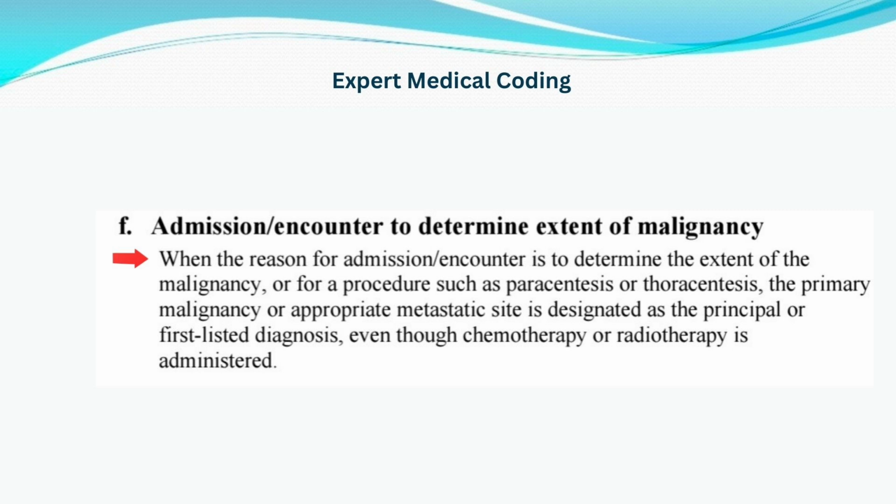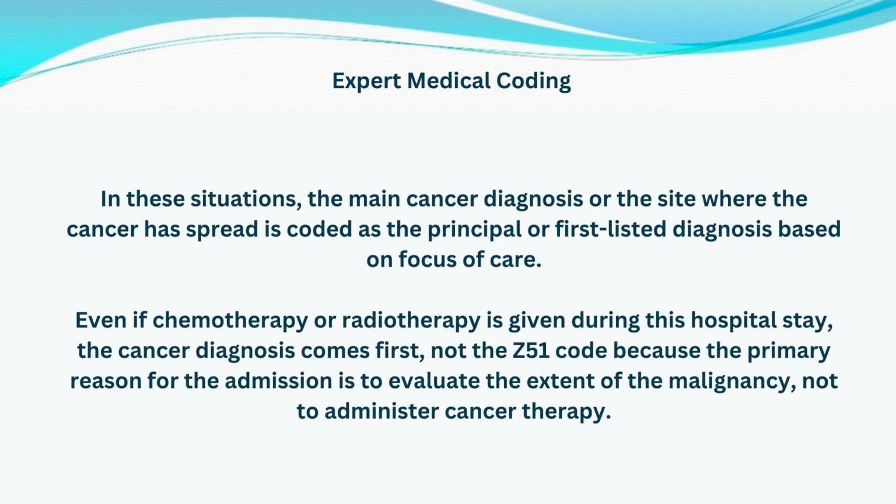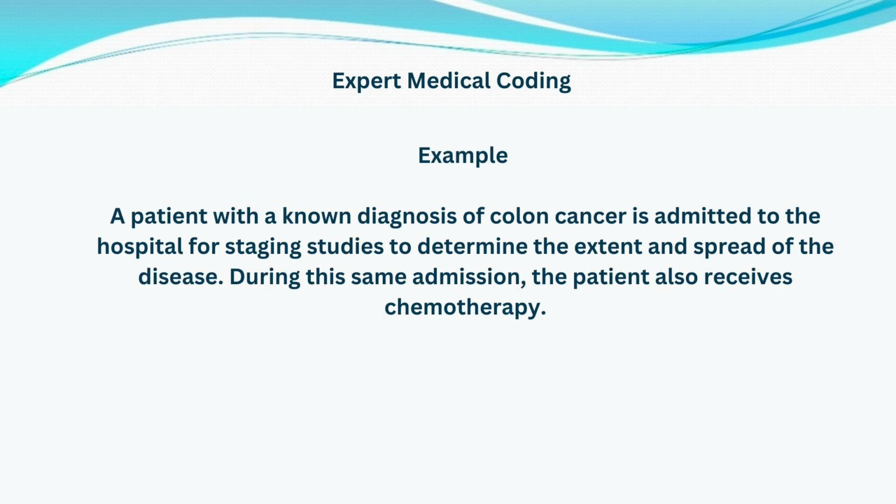Now that we have read the guideline, let's understand it in more detail. Sometimes a patient is admitted not to receive cancer treatment but to check how much the cancer has spread. This may be done through diagnostic tests, staging studies, or procedures like paracentesis or thoracentesis. In these situations, the main cancer diagnosis or the site where the cancer has spread is coded as the principal or first-listed diagnosis based on focus of care. Even if chemotherapy or radiotherapy is given during the hospital stay, the cancer diagnosis comes first, not the Z51 category code, because the primary reason for the admission is to evaluate the extent of the malignancy, not to administer cancer therapy. Let us see an example here.